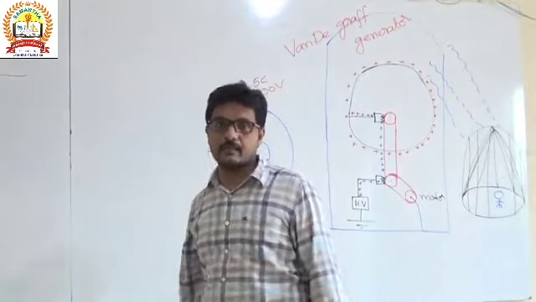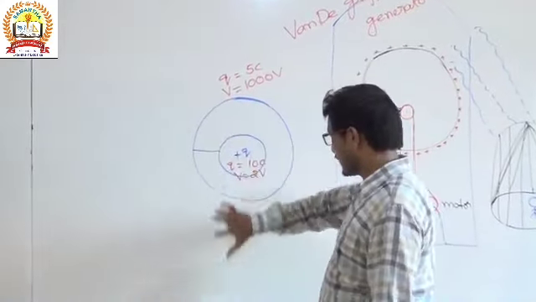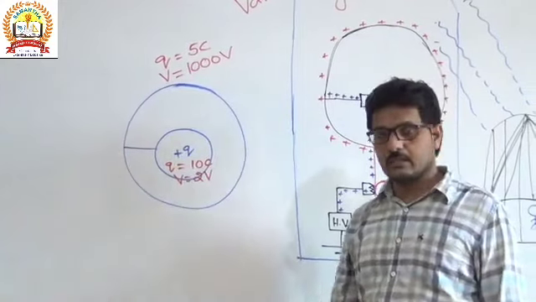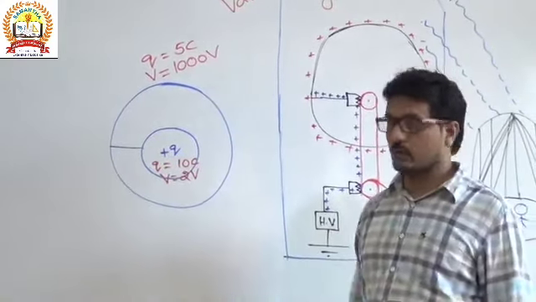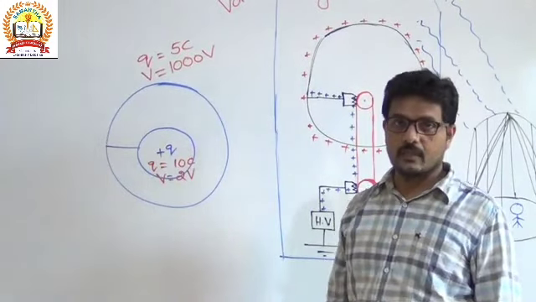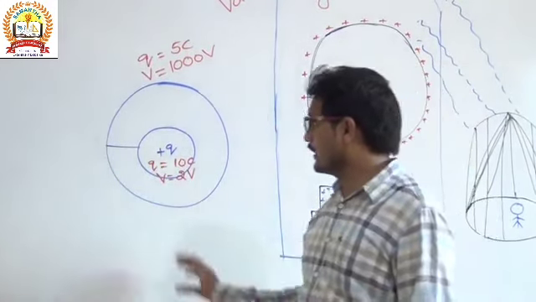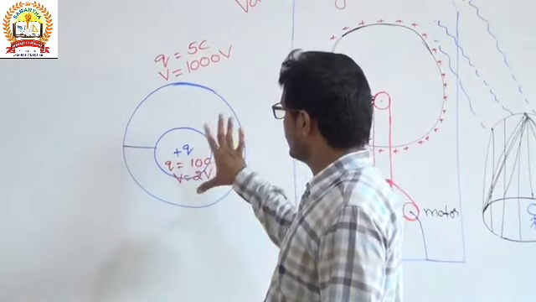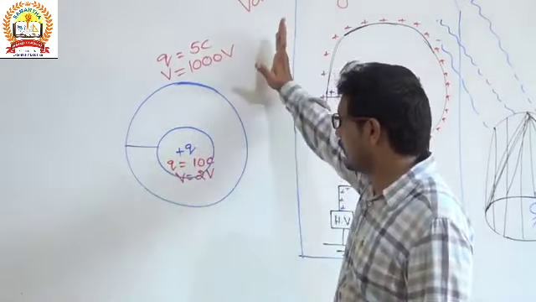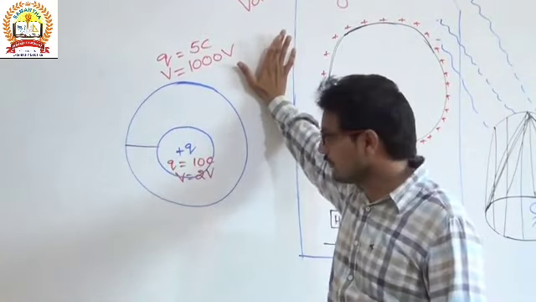In the same manner, here we have the inner sphere having a charge, say 10 coulomb, and its potential is 2 volts, and here the potential is 1000 volts. Then what happens here? The potential should become the same. Till the potential becomes the same, charge flows from one body to another.